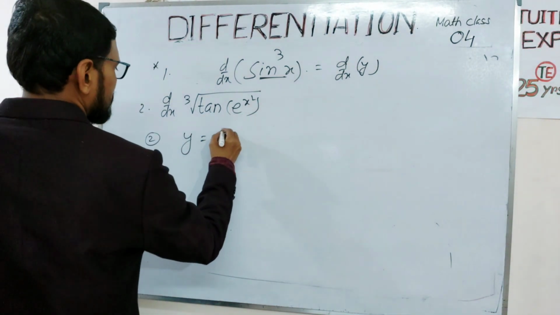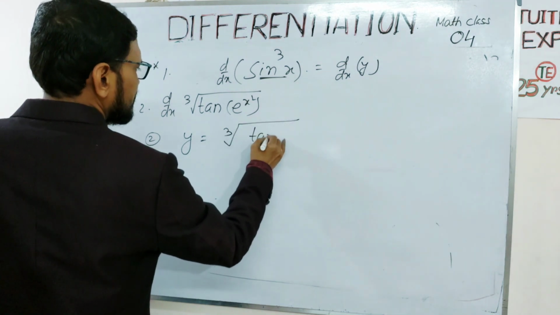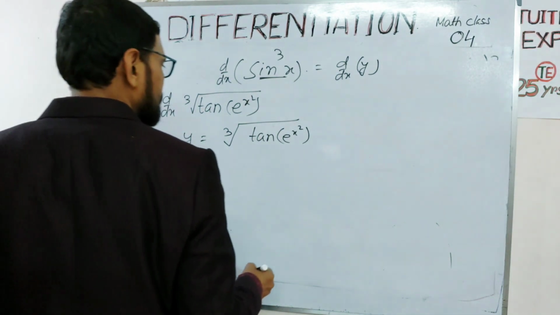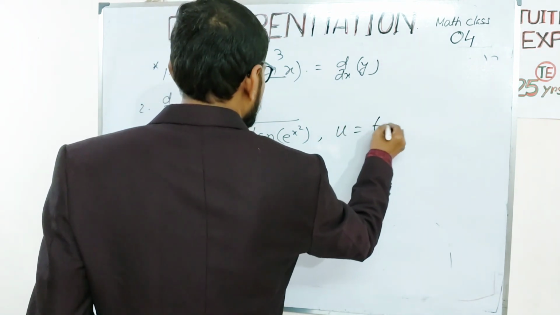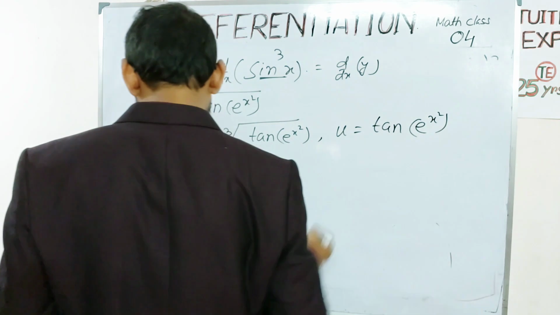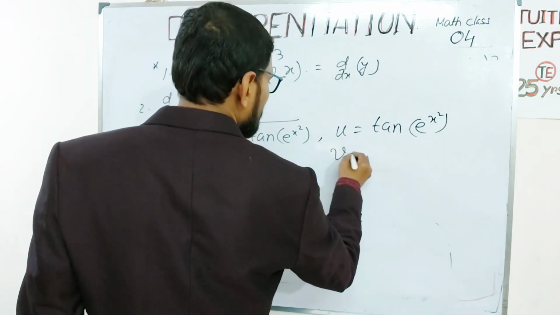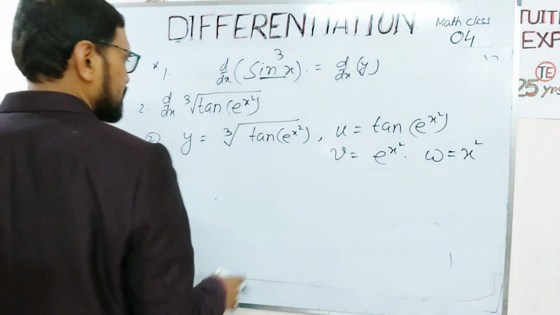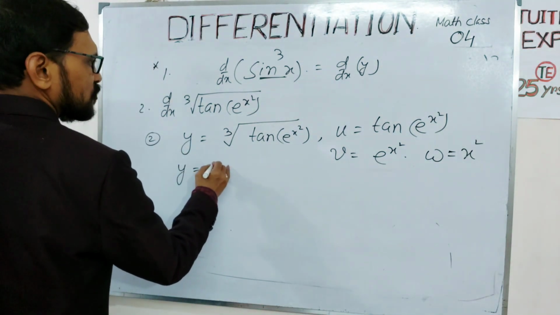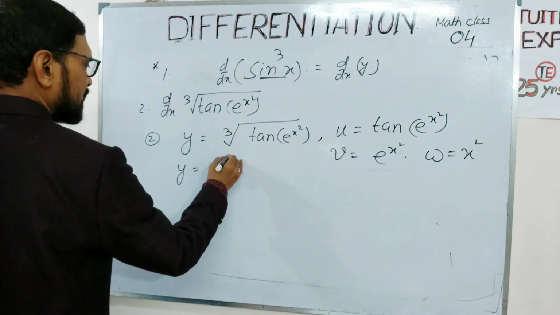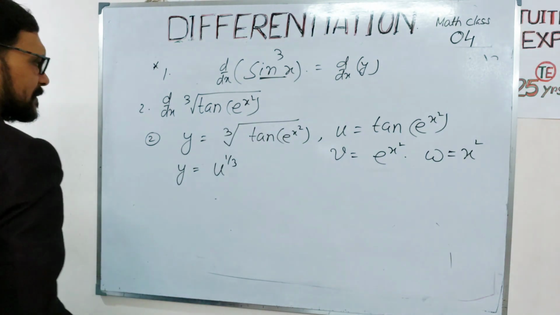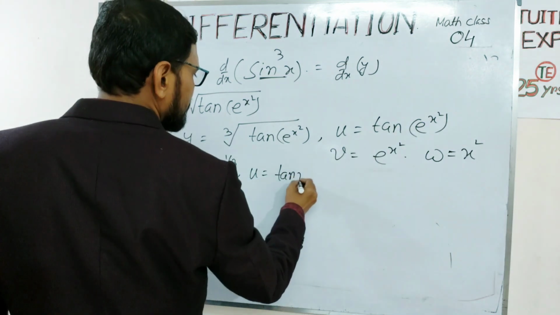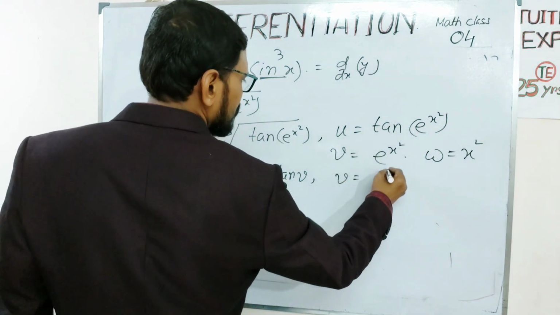Suppose y equal to cube root of tan e to the power x square. Now first, let u equal to tan of e to the power x square, and v equal to e to the power x square, and w equal to x square. So we take this term as this. Now what is y? y equal to u to the power 1/3, and u equal to tan of v, and v equal to e to the power w.